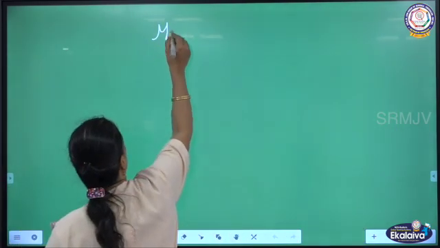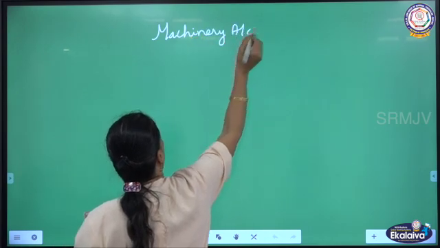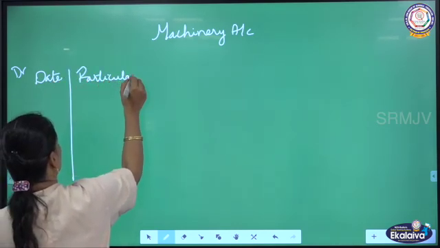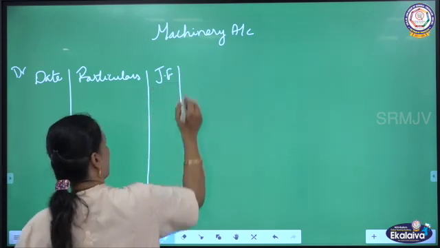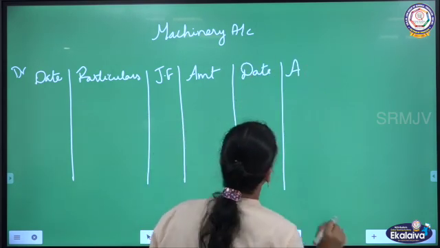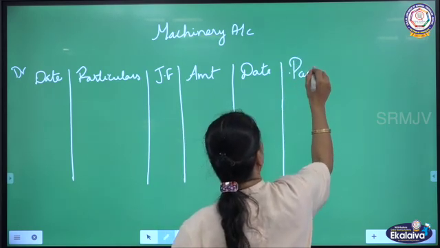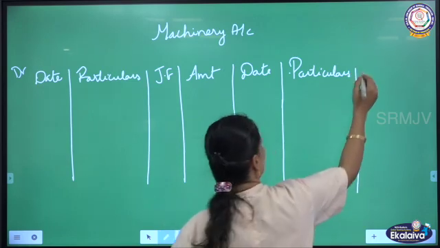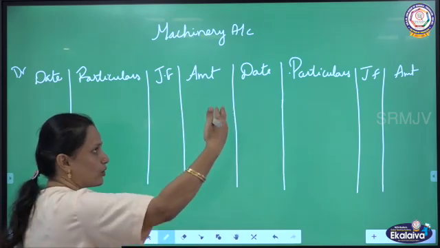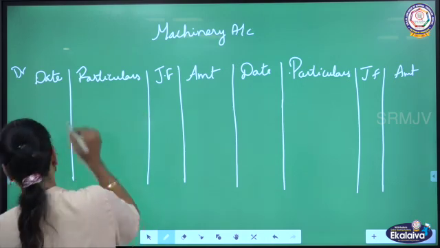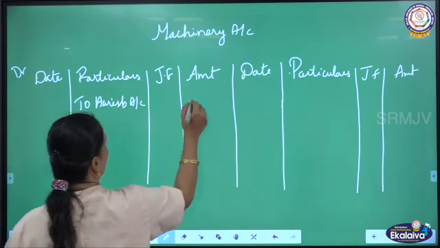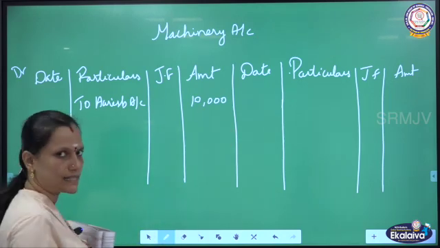Okay. And then again we are going to prepare another account. What is that? Machinery account. Date, every time you have to write like this. So, in the machinery account also you are opening, no. So, what should you do? Machinery account to Harish account. So, what should you write? Harish, you should debit. Okay, how much? 10,000 rupees. Okay, each and every transaction you have to write like this.